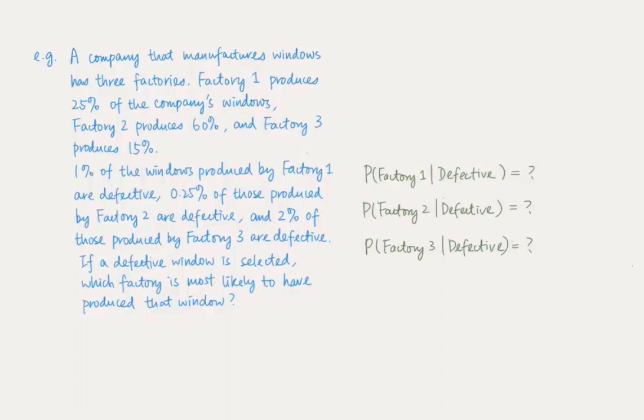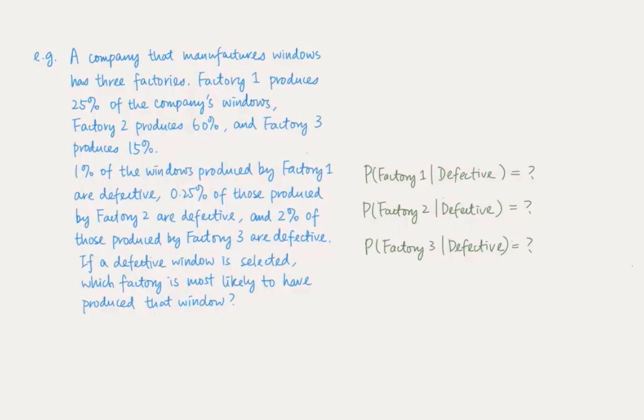Let's refer to the question. There are 3 factories that manufacture windows for the company. Factory 2 produced the most windows, and Factory 3 produced the least. However, the quality of the windows that Factory 1 produces is the best because it has the least probability of having a defective window, whereas the quality of windows in Factory 3 is the worst because it has the highest chance of having a defective window.